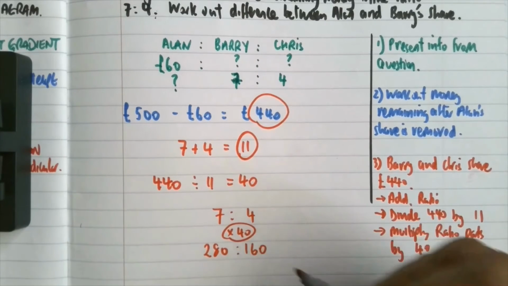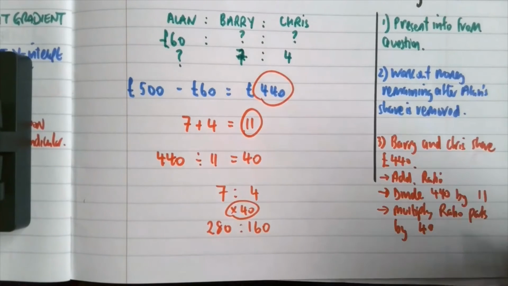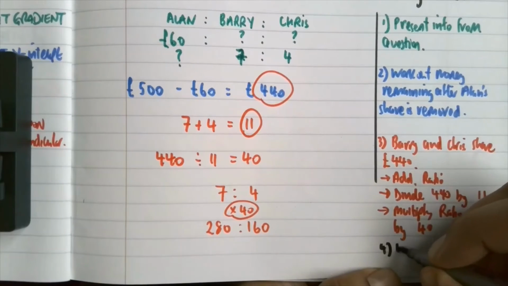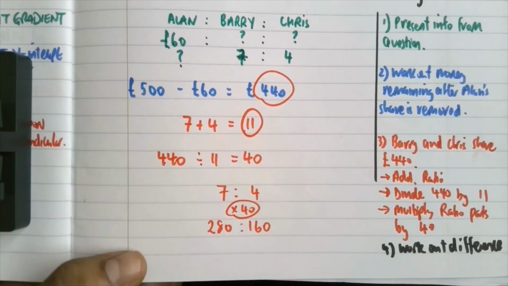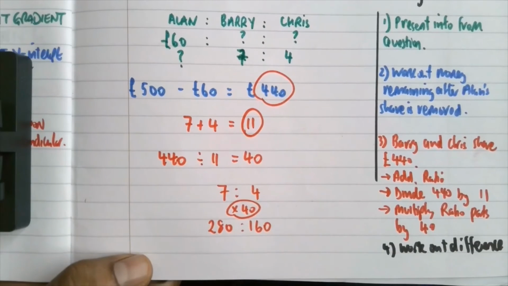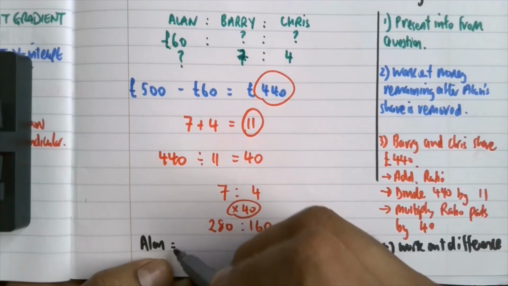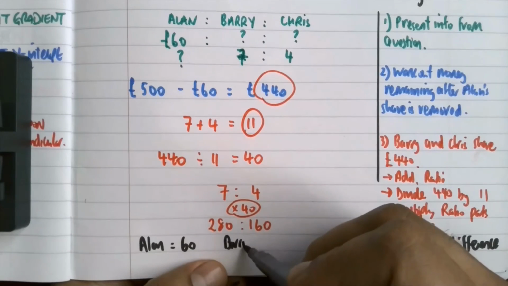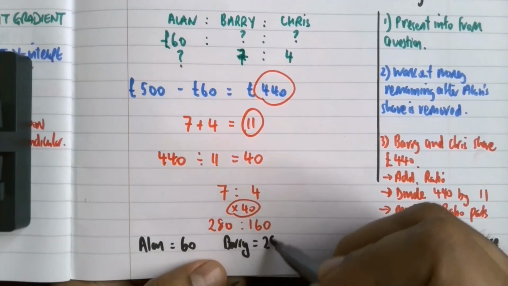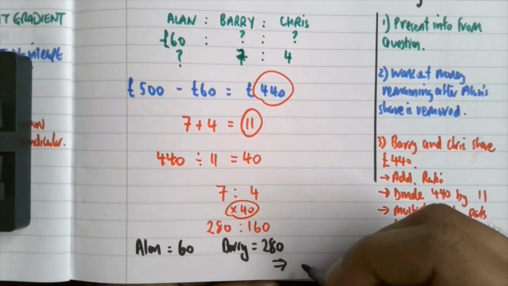You can write those out, but that should be good enough for the answer. So step number 4 is to work out the difference, which is what the question is asking, and the difference between Alan, who gets £60, and Barry, who gets £280. The difference is £220, and you just need to write that out clearly.